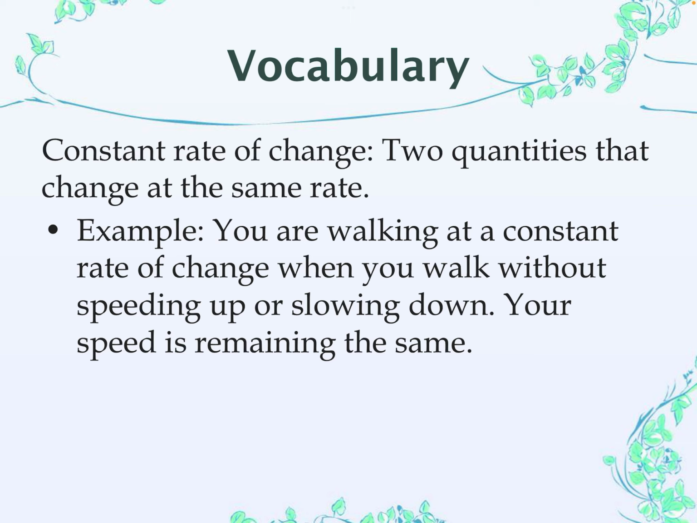So some more vocab. A constant rate of change is 2 quantities that change at the same time. So, thinking about this in real life, you're walking at a constant rate of change when you walk without speeding up or slowing down. Your speed is remaining the same. It's constant.